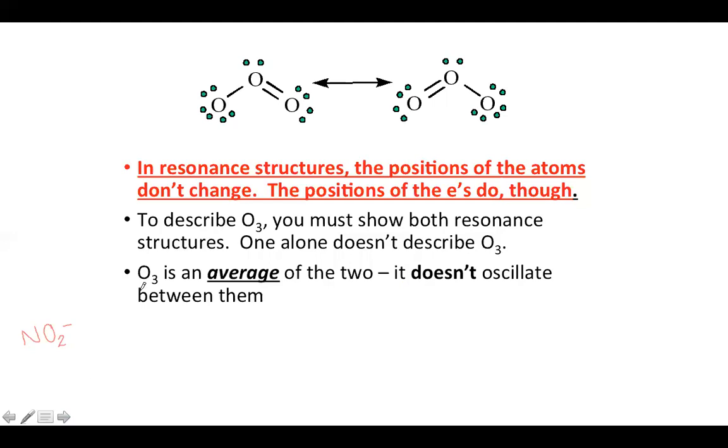So if we are drawing the Lewis structure for NO2 minus, first we're going to have the skeletal structure. Then we count valence electrons. So nitrogen has 5, oxygen has 6. And then don't forget to add on an electron because of that negative charge there. So in total we have 18 valence electrons. Divide that by 2 and that gives 9 bonding pairs.